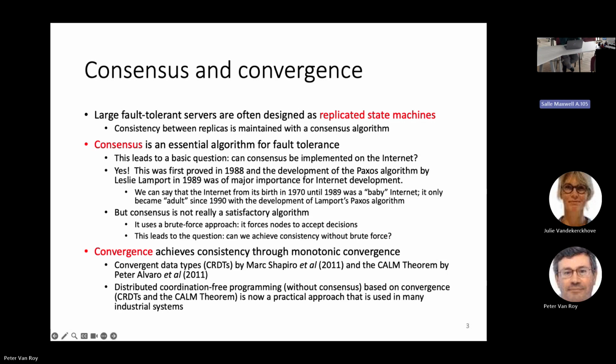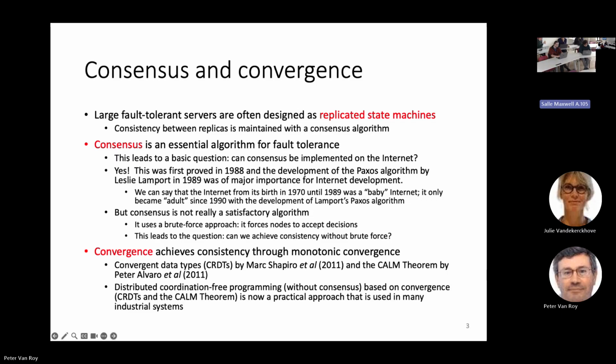Large fault-tolerant servers are very important on the internet, okay? Amazon, that's why Bezos is so rich. But the replicas have to be consistent. So typically a consensus algorithm is used for this. And a little bit of history: can consensus be implemented on the internet? This was not so obvious. It was first proved in 88, and the Paxos algorithm by Lamport in 1989. So you could say that the internet from 1970 to 89 was baby internet. It only became grown up since 1990 when it had consensus.